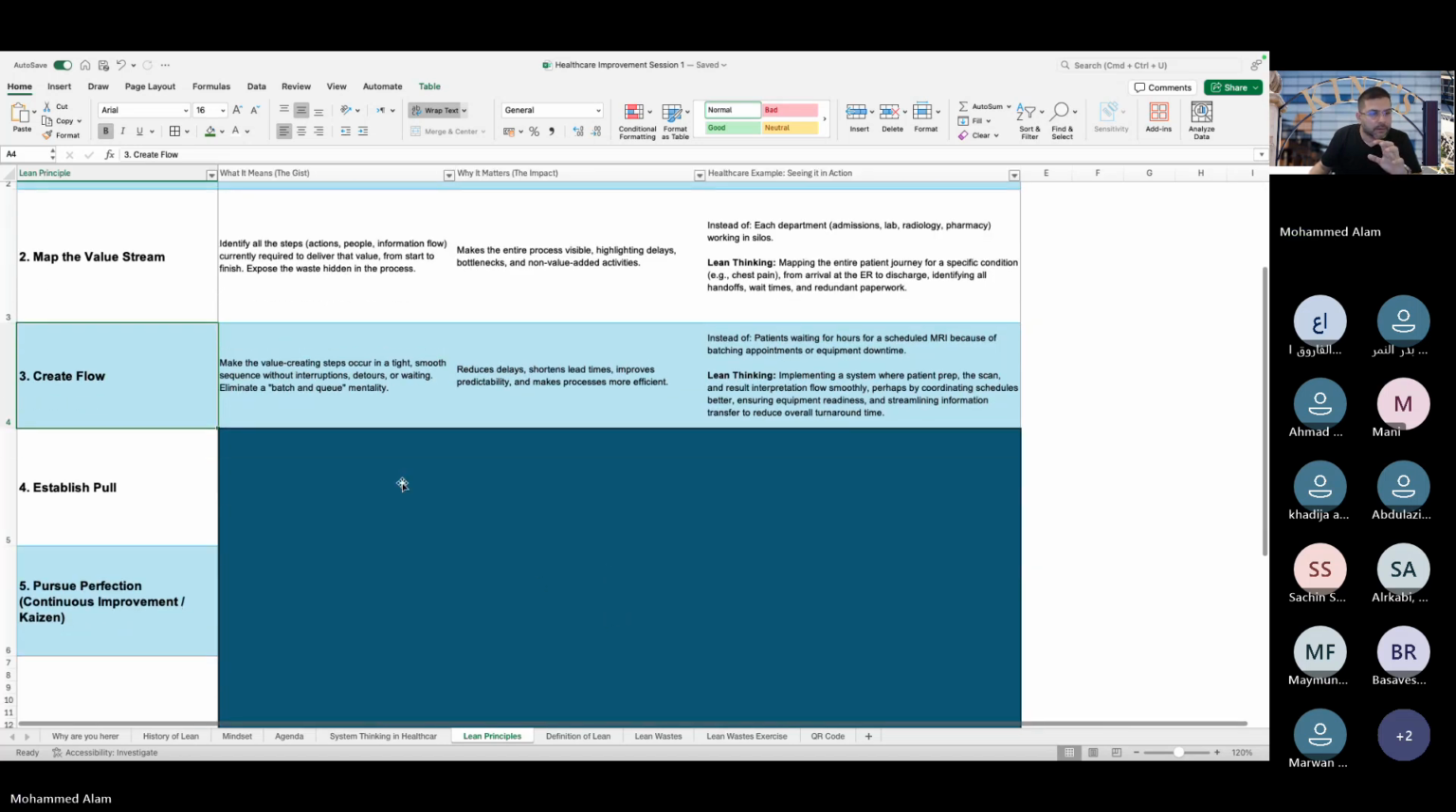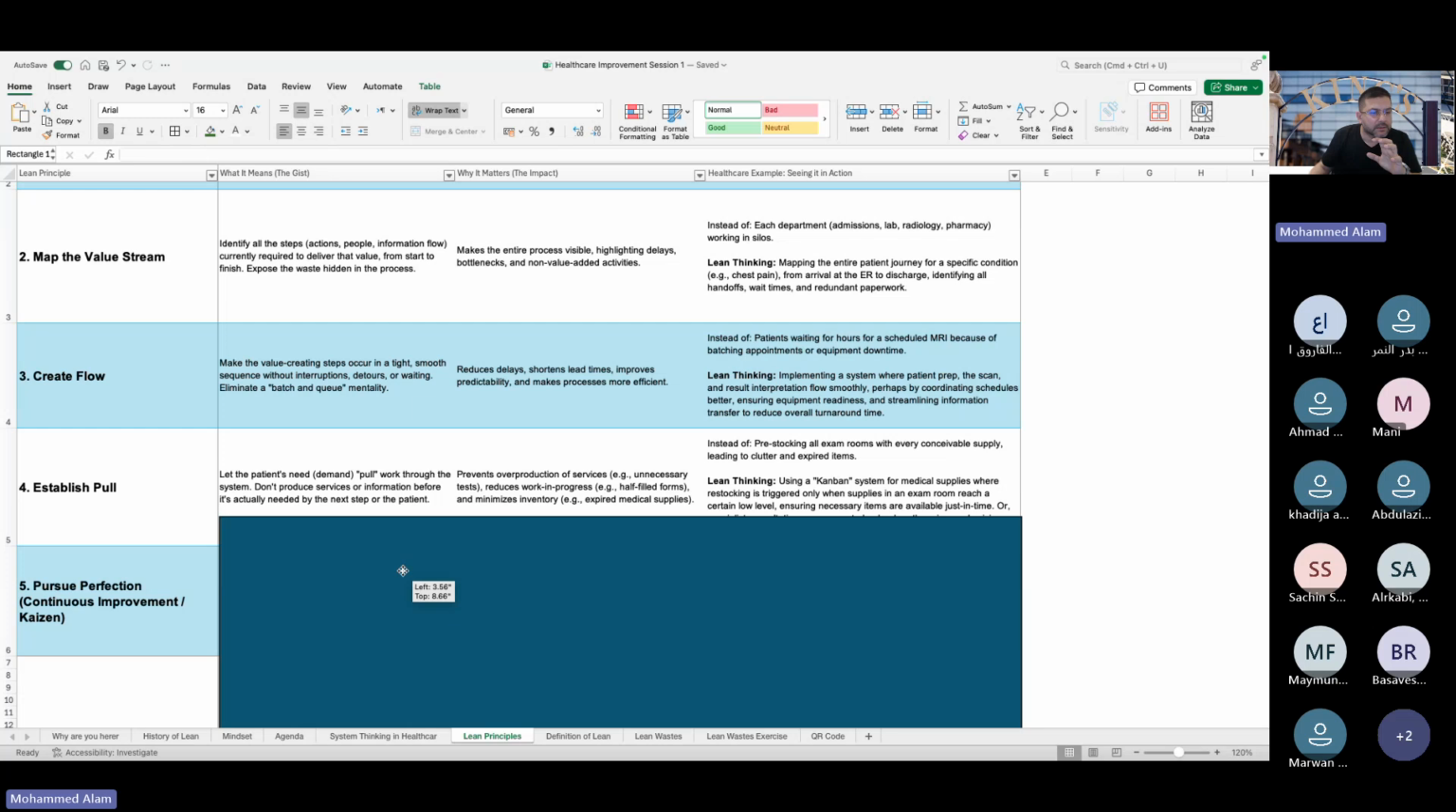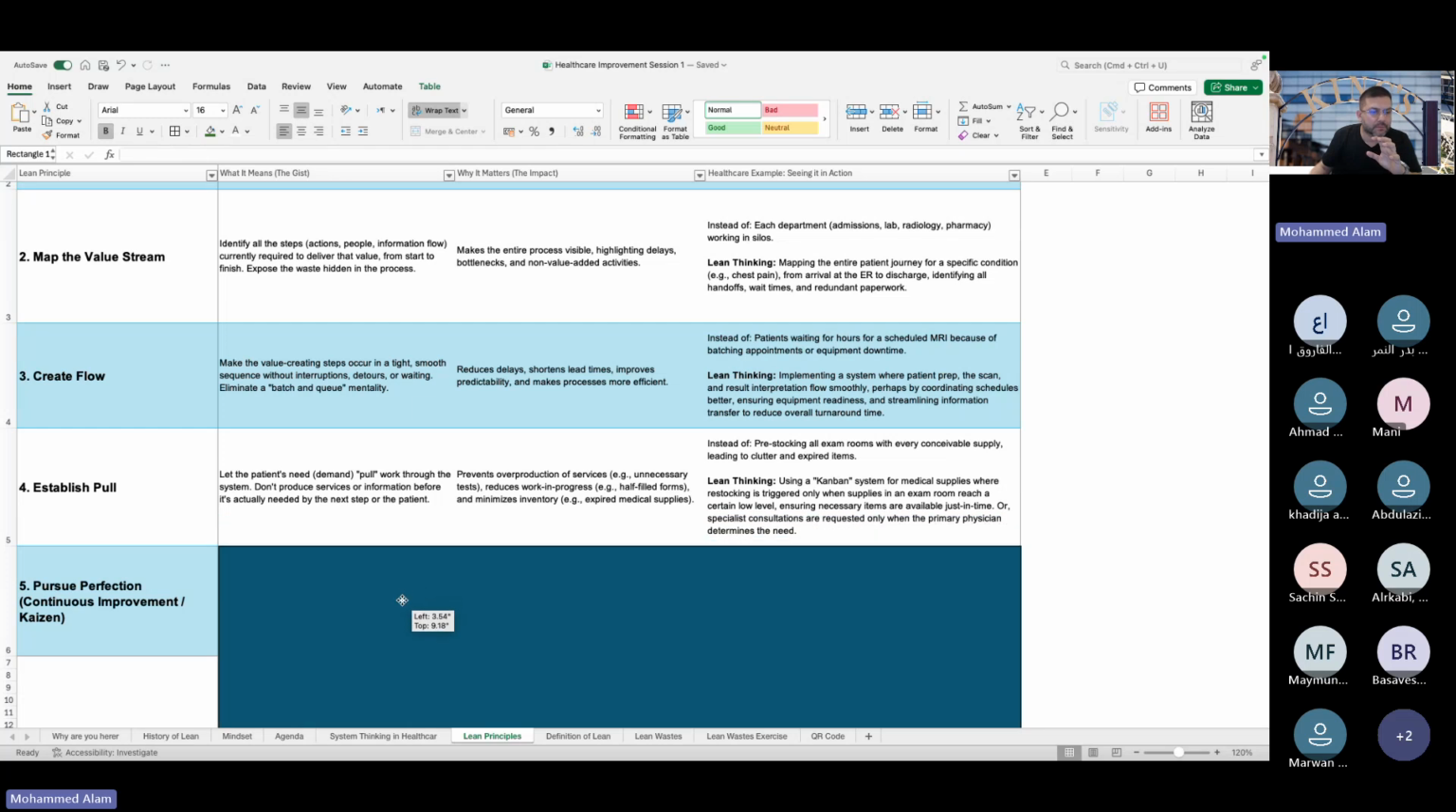Now, another principle is establish pull. Lean focuses on not producing something which is not required. Let the patient's need and demand pull work through the system. Don't produce services or information before it's actually needed by the next step or the patient.